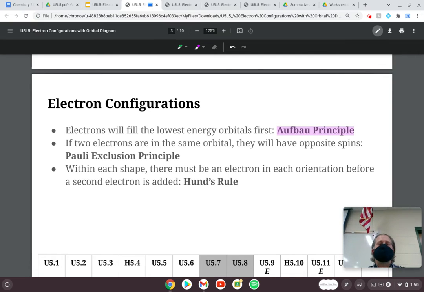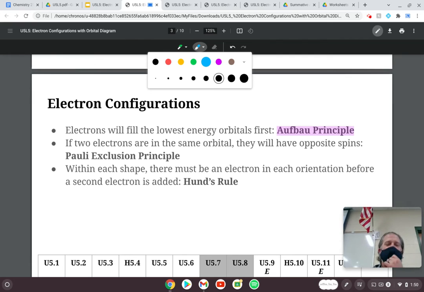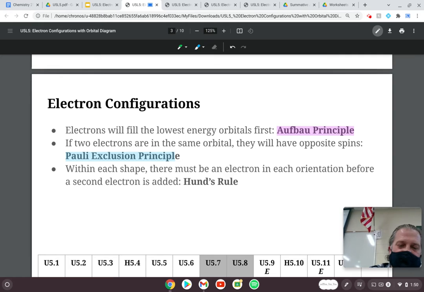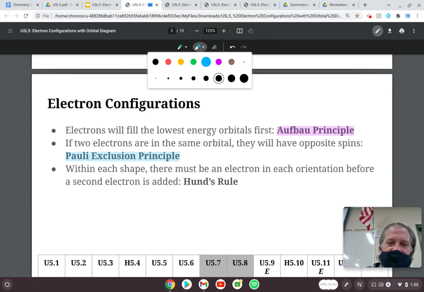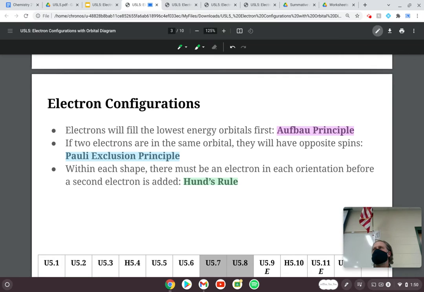The Aufbau principle states that electrons will fill the lowest energy level orbitals first. And then the next one says if two electrons are in the same orbital, they will have opposite spins, and we call that the Pauli exclusion principle. And then lastly, we have Hund's rule, which says within each shape, there must be an electron in each orientation before a second electron can be added.